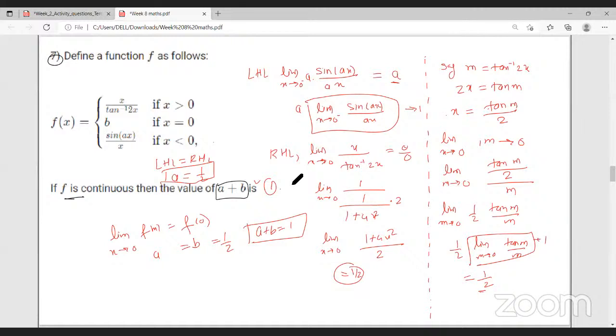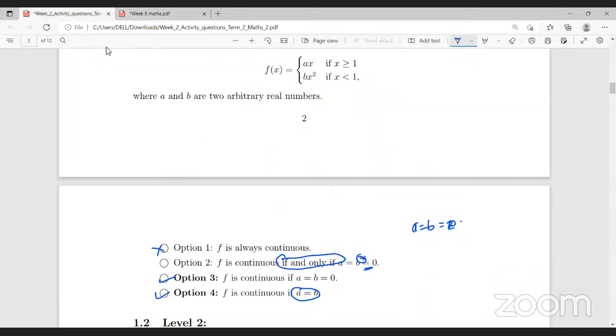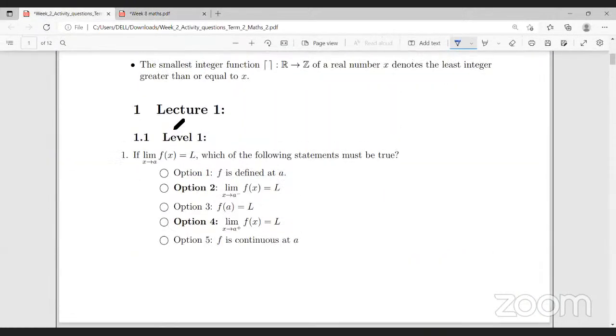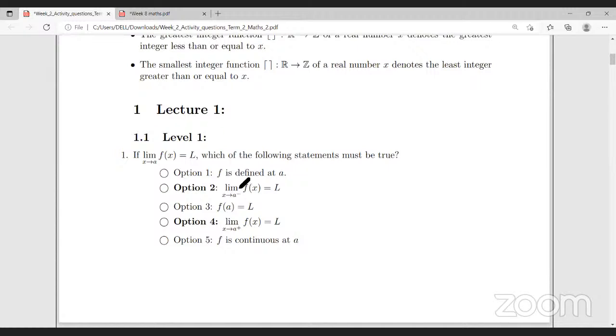Okay, any doubt in the activity question 8.1? Sir, question number 1. If limit x tends to a of f of x equals L, which of the following statements is true? f is defined at a. Can you say that if the limit exists, then f is defined at a? No, because in the beginning we discussed this example, x square minus 9 by x minus 3. It is not defined at x equals 3, but still we have given the value of the limit as 6, right? So this is not true.